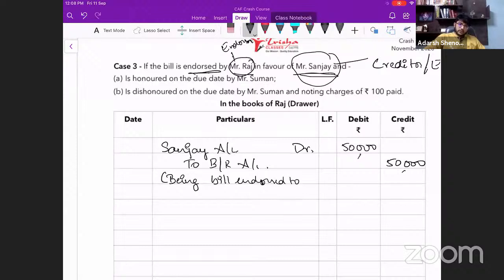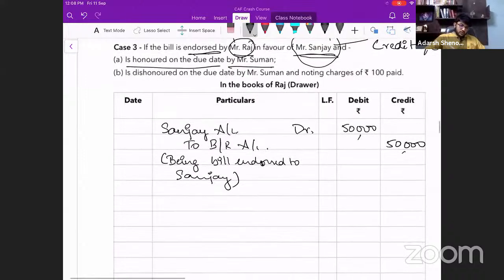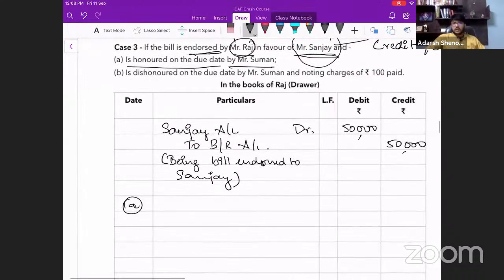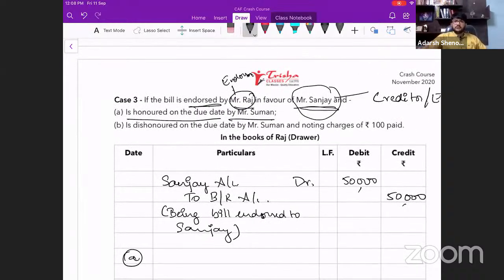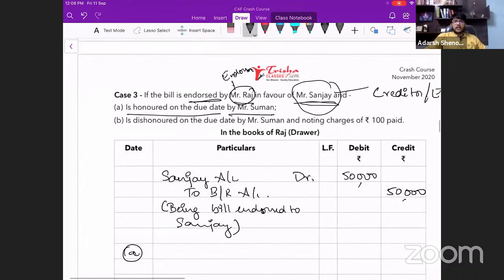to Sanjay. Can you tell me what is the next one? What is the entry for the case where it is honored on the due date by Mr. Suman? Is it going to make any difference to me? If he is going and paying Sanjay on the due date, is it going to make any difference to me, Mr. Raj? No, it's not going to make any difference to me.